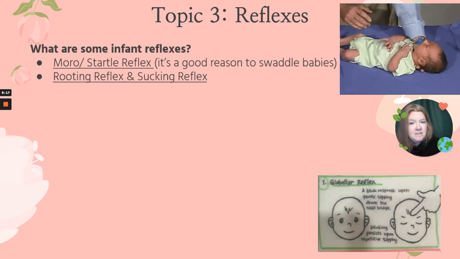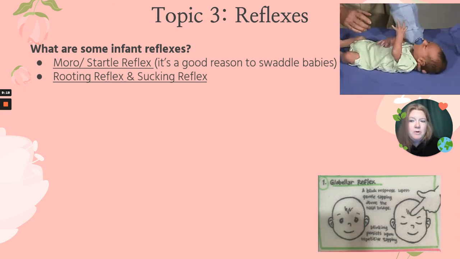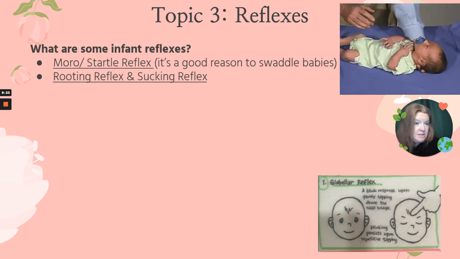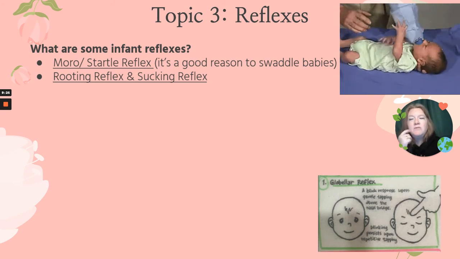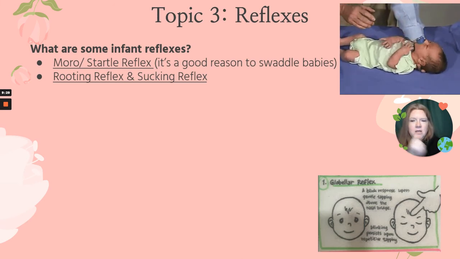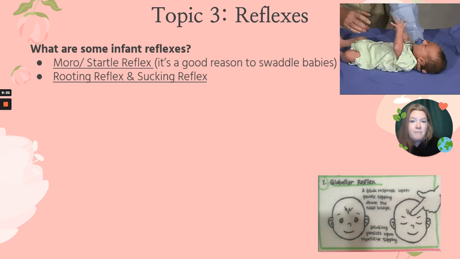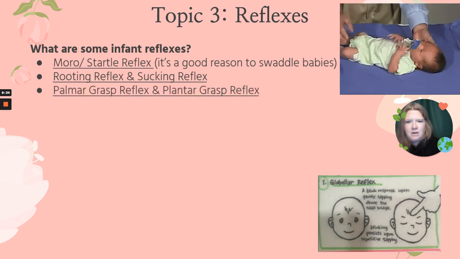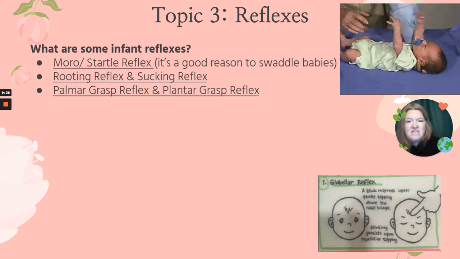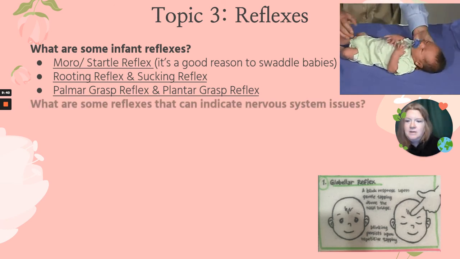There's the rooting and sucking reflex, which are responsible for helping the baby find the nipple and to get nutrition. So the rooting reflex means the baby will turn toward which side the cheek is stroked, and the sucking reflex, when something touches the roof of the mouth, the infant will suck on it. And then there's palmar grasp, and plantar grasp is the same thing, but on the foot.